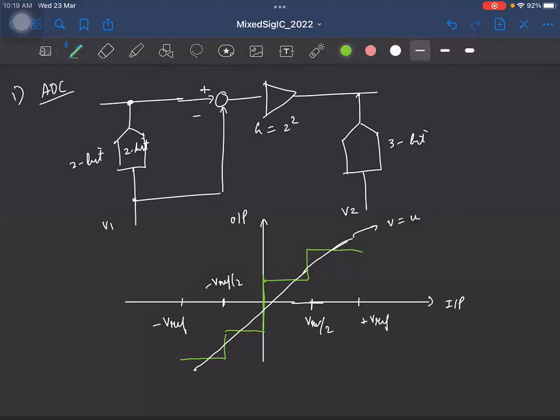So what is this level? Sorry, this is 0.25 Vref, clear? This is Vref by 2, so this has to be Vref by 4, and that's the same as this. So I'll just write Vref by 4. Similarly, this is minus Vref by 4. Let me take it to the next page.